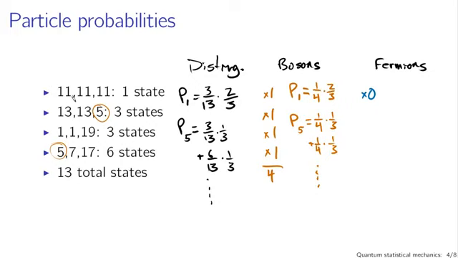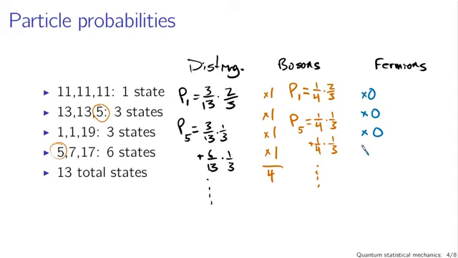Same for 13, 13, 5. When I exchange the two 13s, I'd have to get the opposite wave function, but I can't do that. There's no exchange antisymmetric combination here. I've put two particles in the same quantum mechanical state. Not allowed, according to the Pauli exclusion principle. So my second state and my third state are out.